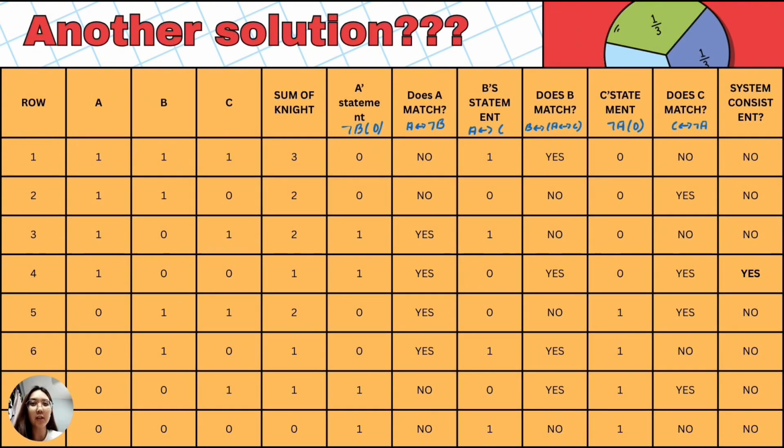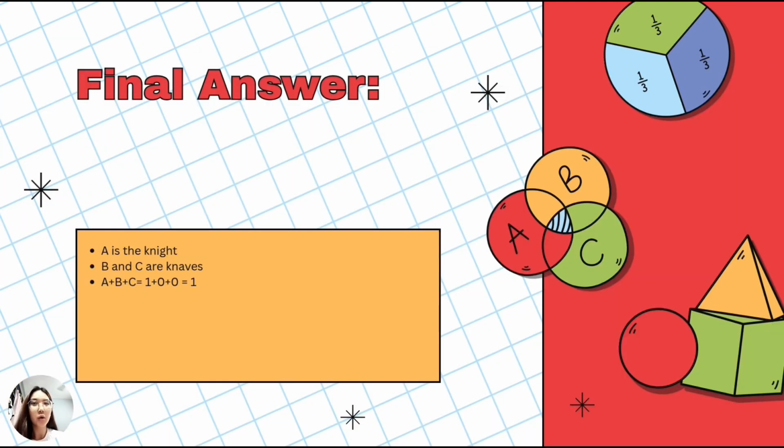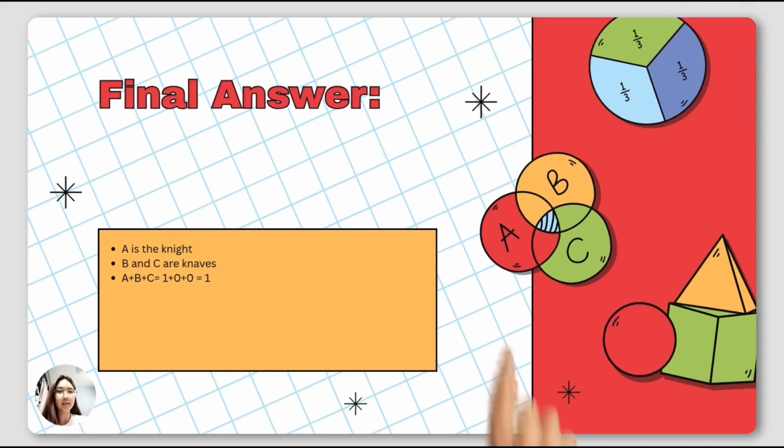Since row 4 is consistent, we know that A is 1, which means A is the knight, and B and C are 0, so B and C are the knaves. So here is the final answer, as I mentioned just now: A is the knight, and B and C are the knaves. So we sum up A, B, and C, and we get 1.